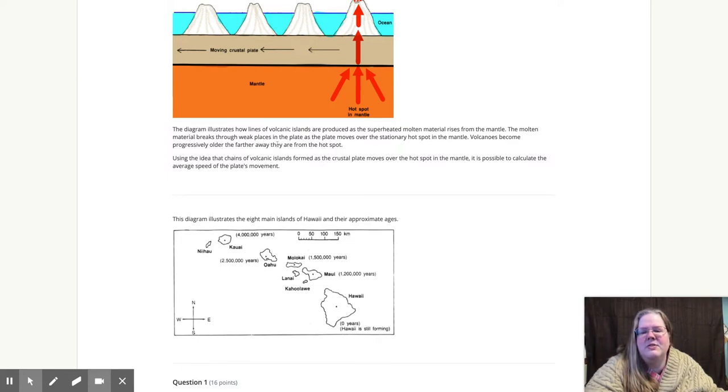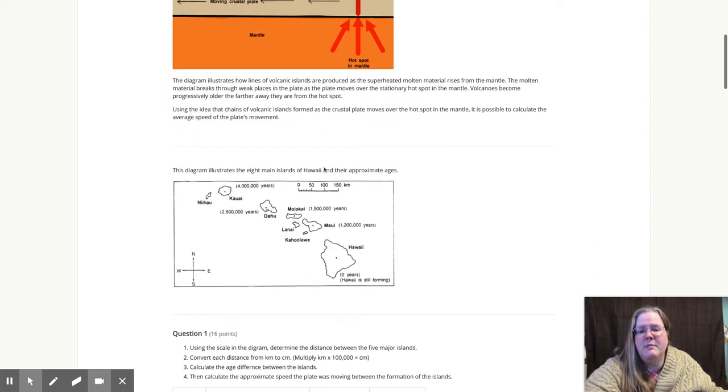The diagram illustrates how lines of volcanic islands are produced as superheated molten material rises from the mantle. The mantle material breaks through the weak places in the plate as the plate moves over the stationary hot spot in the mantle. Volcanoes become progressively older the farther away they are from the hot spot. Using the idea that chains of volcanic islands form from crustal plate movement over a hot spot in the mantle, it's possible then to calculate the average speed of the movement. And that's what we're going to be doing.